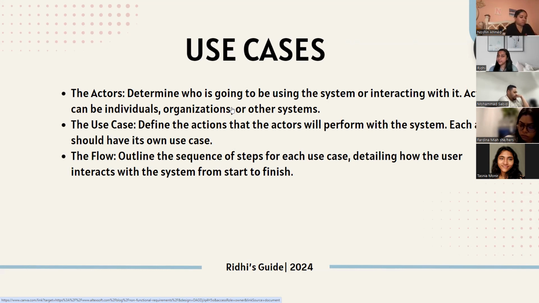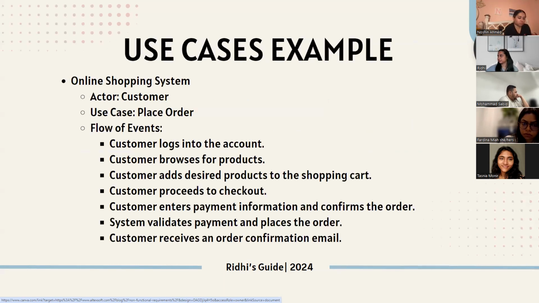And then after that, we have the flow. So it goes step by step on what the actions are. So we're going to an example. It might make a little bit more sense now. So here's an example of an online shopping system. So our actor would be a customer. Our use case or our action is placing an order. And then our flow of events, what should happen.